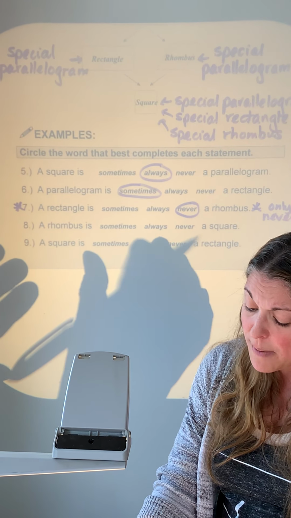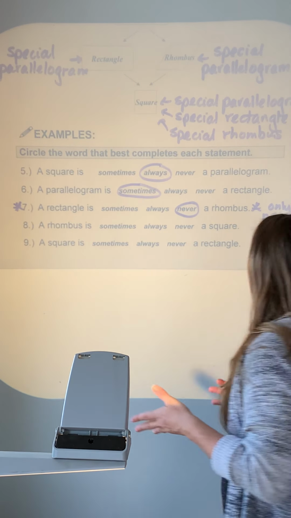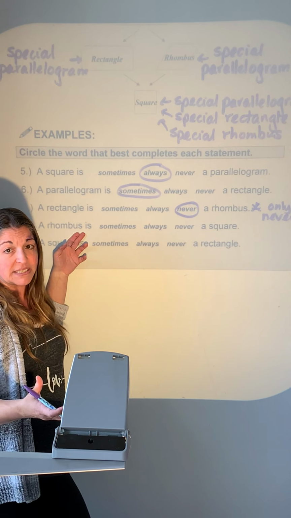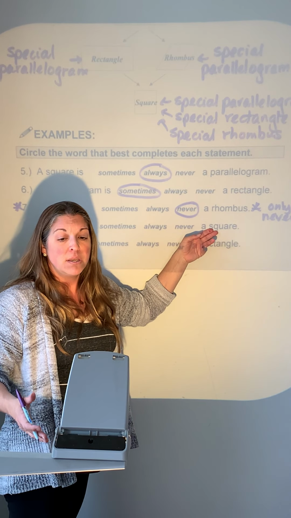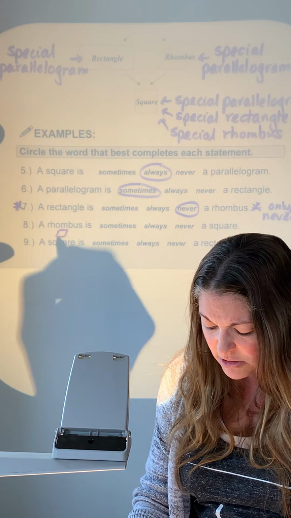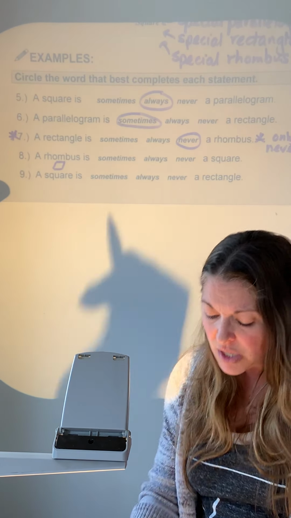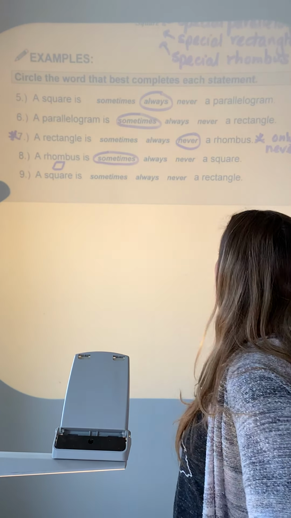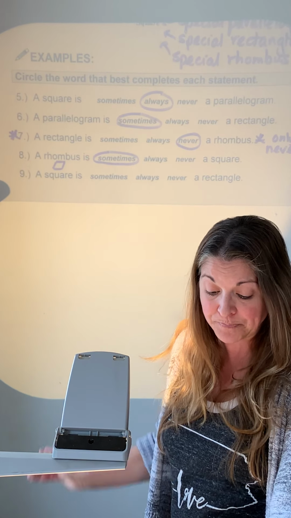All right, a rhombus is sometimes, always, never a square. So again, going back, let's say I told you to draw a rhombus. Now I did tell you if you drew a square, I couldn't mark it wrong. But at the same time, what if you just drew a slanted little square looking thing? Well, then you'd be correct there as well. So this is a sometimes. A rhombus could just be a slanted square looking thing, or it could be an actual square.